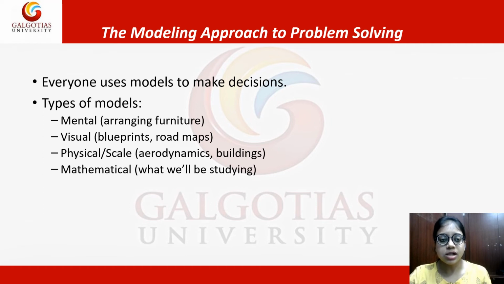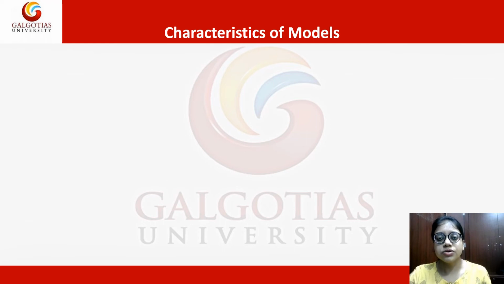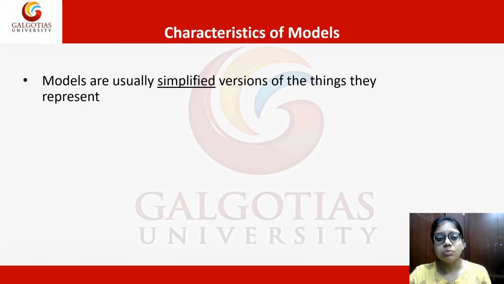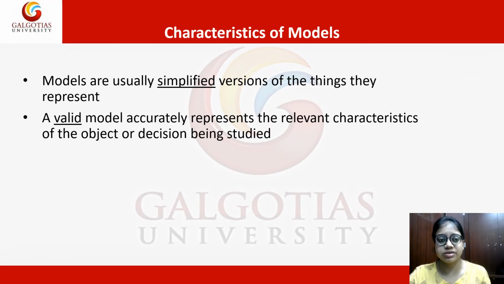Second is visual. The examples are blueprints and roadmaps. Third is physical or scale models. Examples are aerodynamics or buildings. And the last one is the mathematical model, which we will be studying in this course. Characteristics of models: models are usually simplified versions of the things they represent. A valid model accurately represents the relevant characteristics of the object or decision studied.